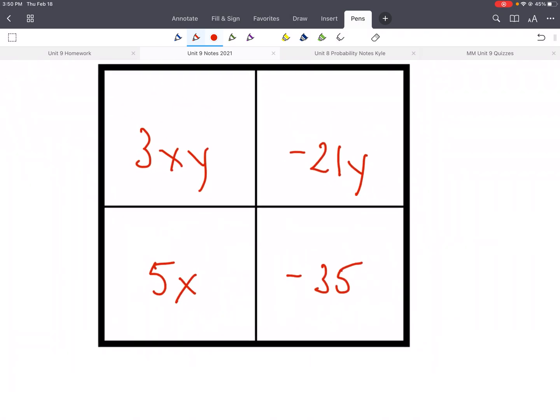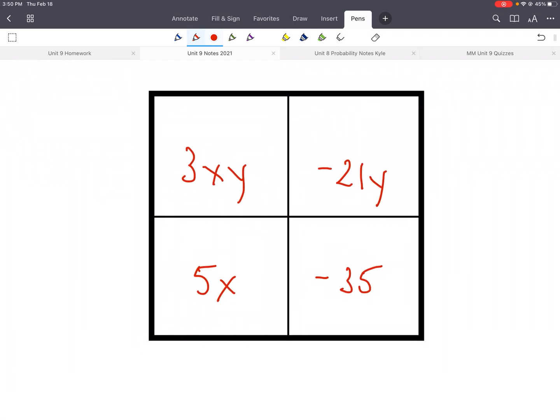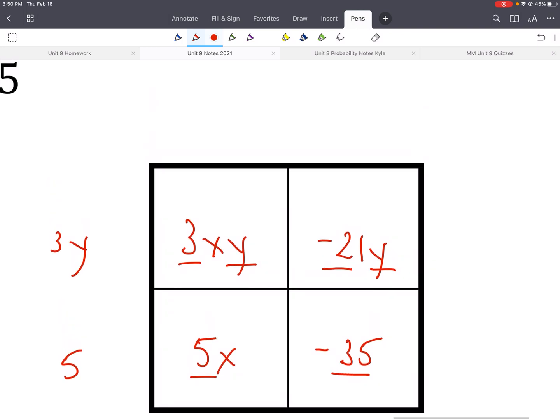Okay. So look at the greatest common factor for each column and row. So for the first row, looks like we can divide everything by a 3, and we can take out a y. For the second row, looks like we could divide everything by 5. Can't take out any variables. For our first column, it looks like we could take out an x, so maybe I'll use a different color this time. So we can take out an x from both of these.